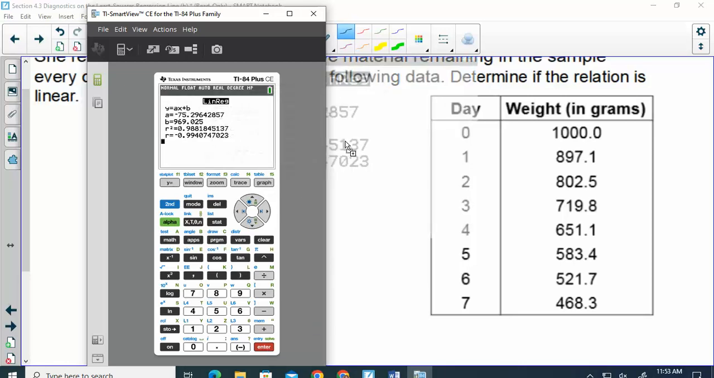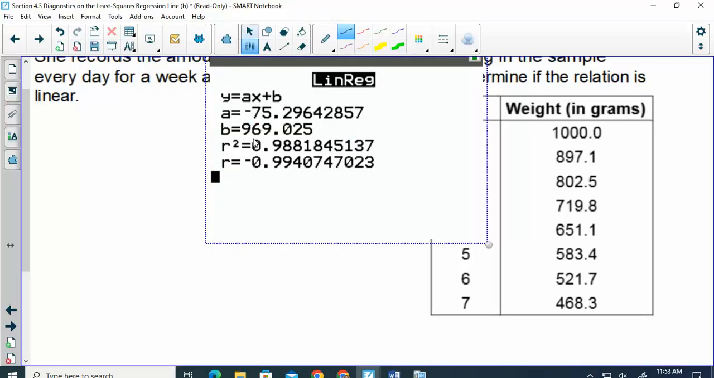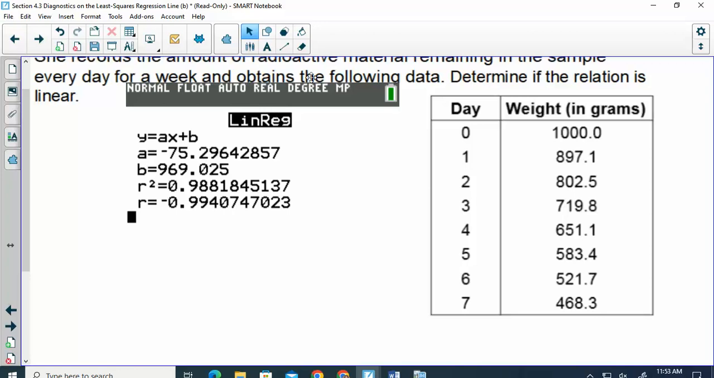All right, and if I do this, it gives me a regression line. If I look at my R, negative 0.9941, does that seem like it would be linear? It's telling us a pretty strong negative relationship. R squared, 98.8% of the difference in my y's is accounted for by the line. So all this looks extremely promising.